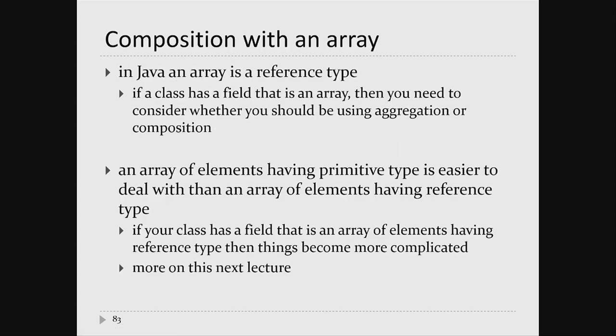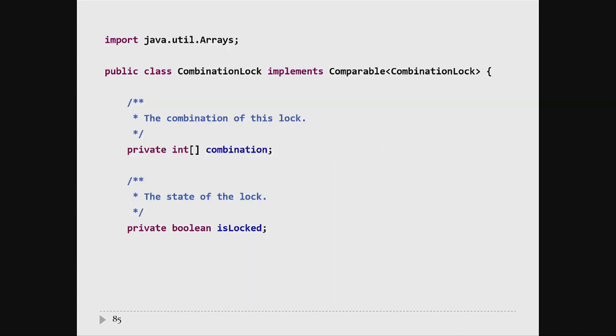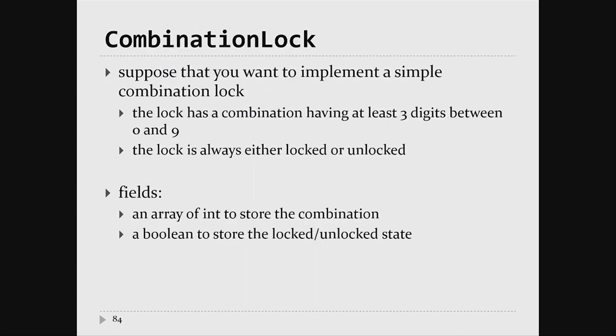Okay, so let's take a look at an example where we're implementing composition with an array. I think this is going to be an array of primitive type. Yeah, so it's an array of primitive type. I want to implement a combination lock class. So it's a lock. It has a combination made up of 3 digits. All the digits are between 0 and 9, and the lock makes the promise that the lock is always locked or unlocked.